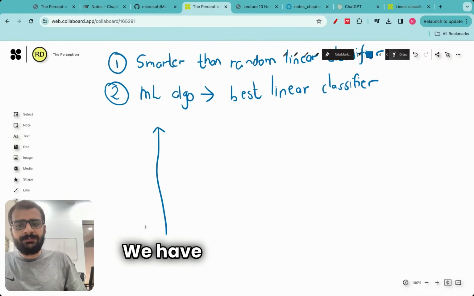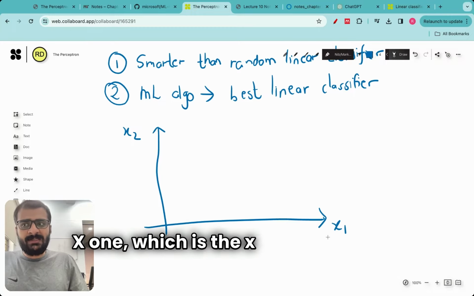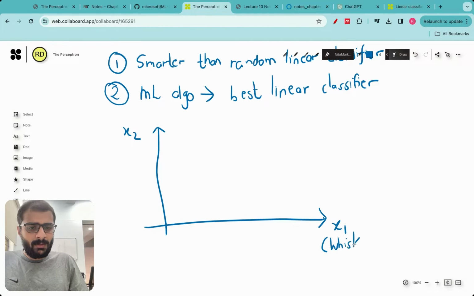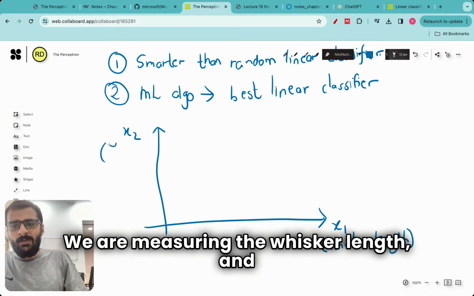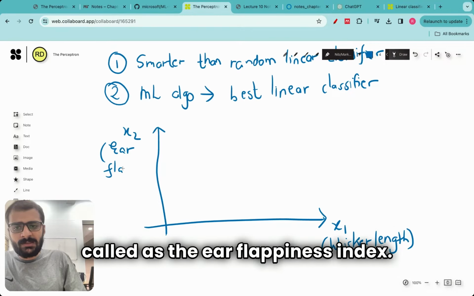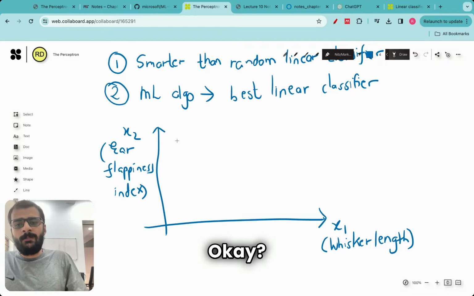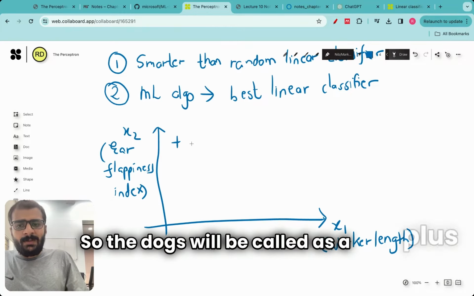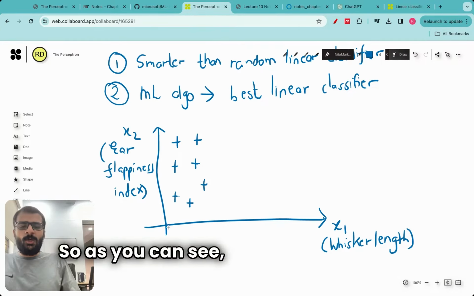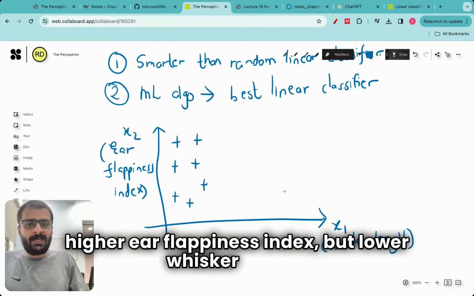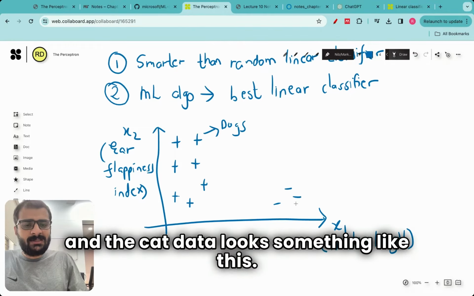We have x1 and x2. X1, which is the x-axis variable, is whisker length. So we are collecting a bunch of dogs and cats. We are measuring the whisker length, and we are measuring a metric which is called the ear flappiness index. Okay. So the dogs will be called the plus category, and the dog data looks something like this. So as you can see, dogs generally have higher ear flappiness index but lower whisker length.